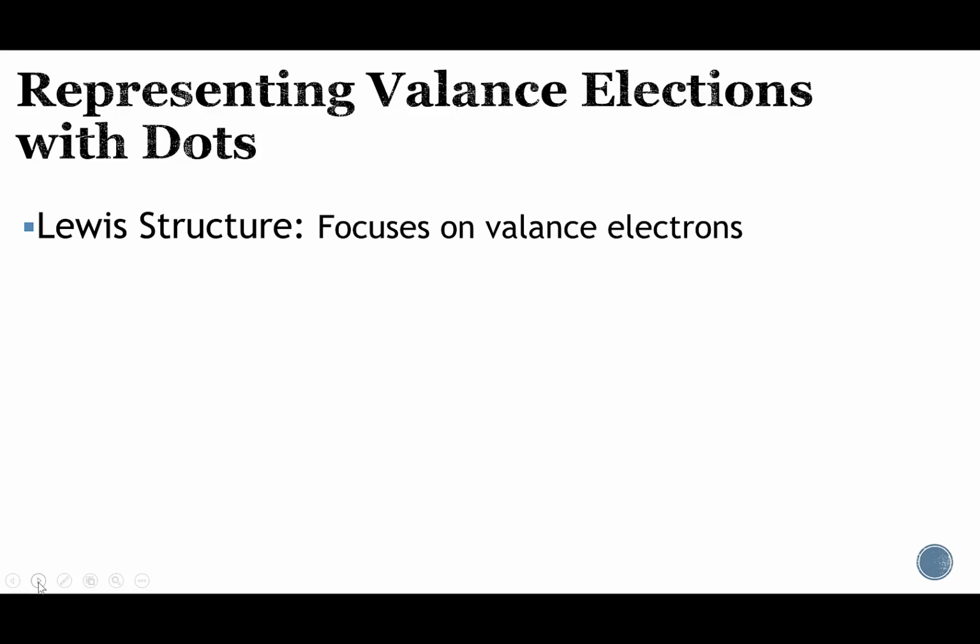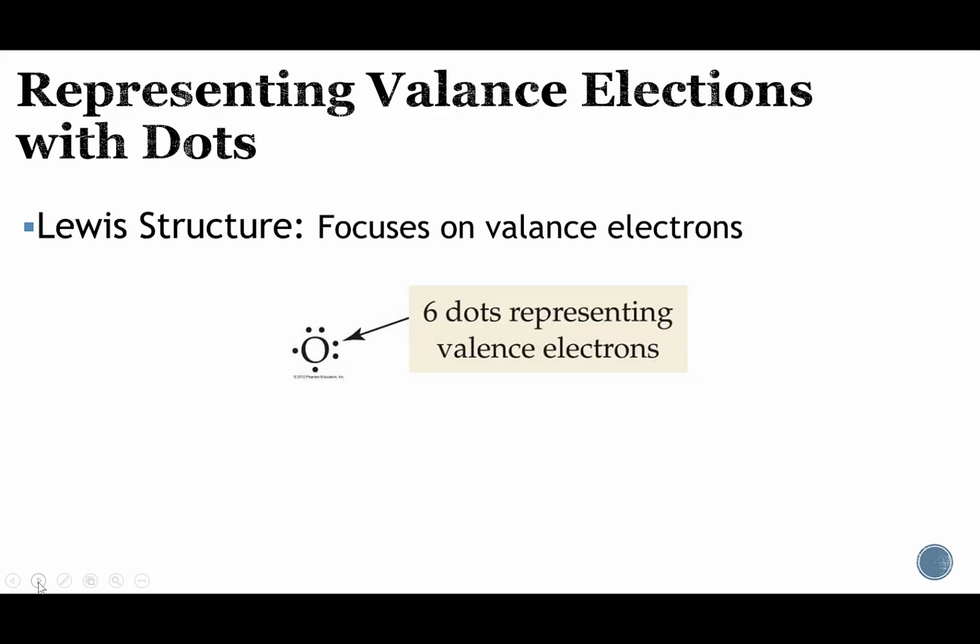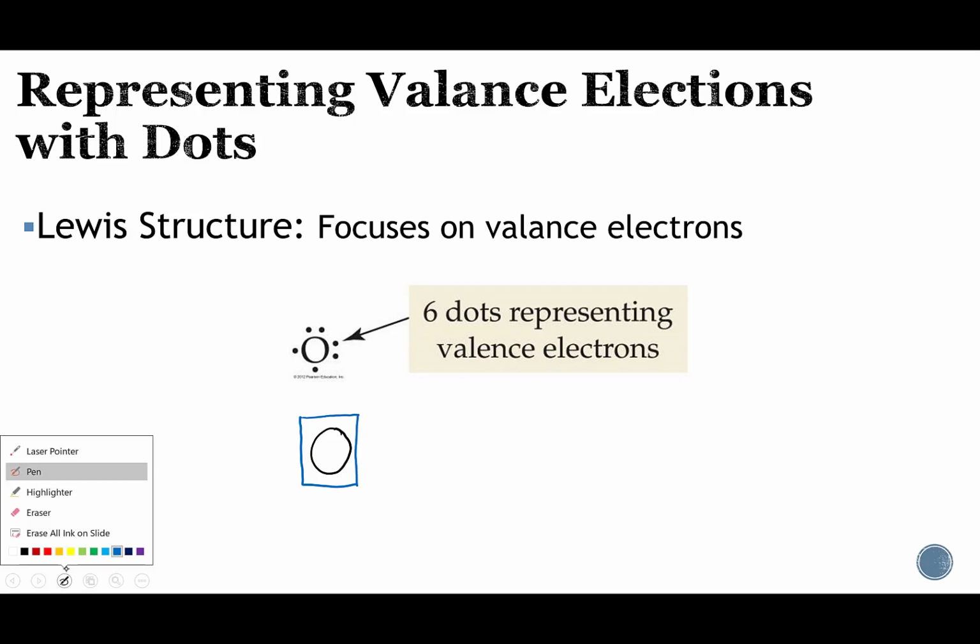And so this is what we call a Lewis structure. It focuses on the valence electrons in such a way that we draw them around the atom as a dot. So what we typically do is we will draw the chemical symbol. In this case, we've got oxygen. Then we think about an imaginary box around this oxygen. If I put a box around this atom, then we can represent valence electrons, and we typically do 2 electrons on each side of the box.